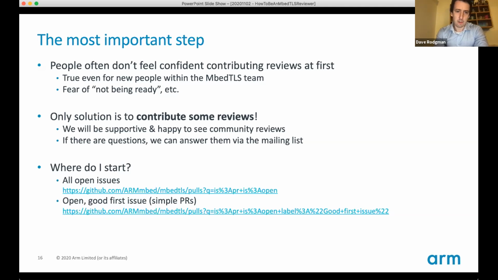I've put a couple of links here as possible starting points. The first link just shows all the open issues, and you can find things that will need review in there. The second link is the same list filtered for stuff that is labeled as good first issue. So you'd expect these PRs to be simpler and probably more accessible for a new reviewer.